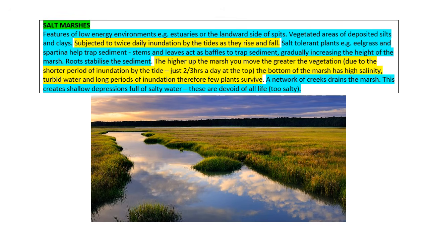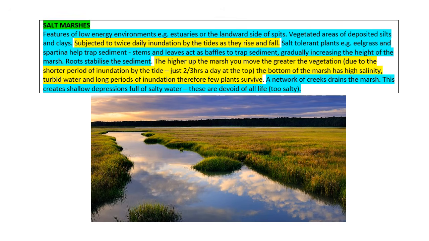And this is because the higher part of the marsh is not inundated by the sea for anywhere near as long as the lower part of the marsh. High tide only gets there for an hour a day, or maybe 2, and the bottom of the marsh is often underwater. So therefore, very few plants survive at the bottom. Many more plants are able to survive 2 hours of inundation a day.